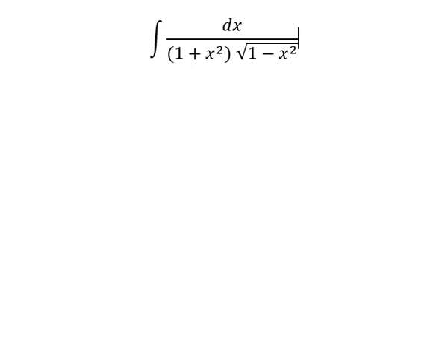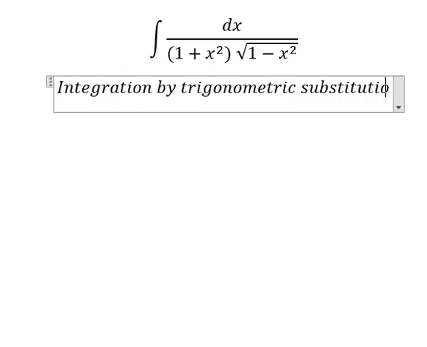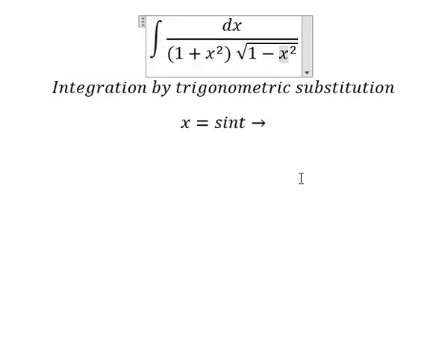So today I will show you how to answer this one. We need to use integration by trigonometric substitution. So I will put s equals sine t, because if I put this one here, we have 1 minus sine squared t. 1 minus sine squared t, that is cosine squared t. And later we simplify the square root and dx.